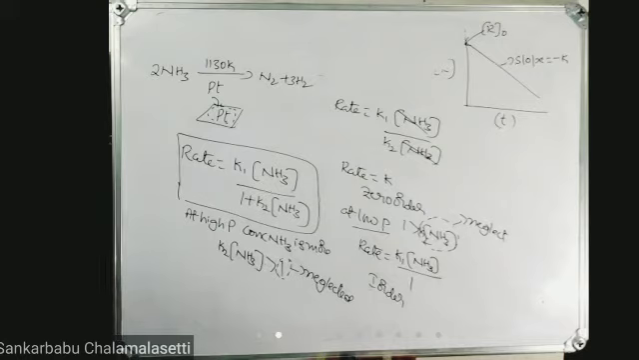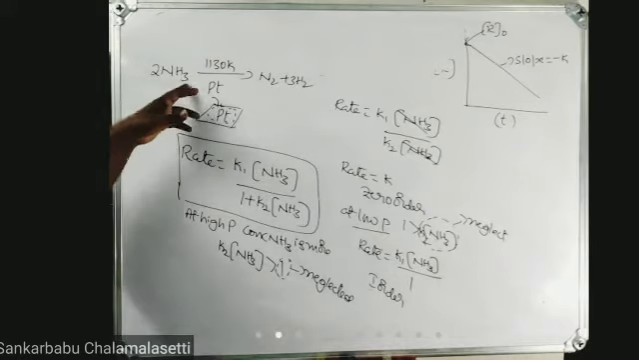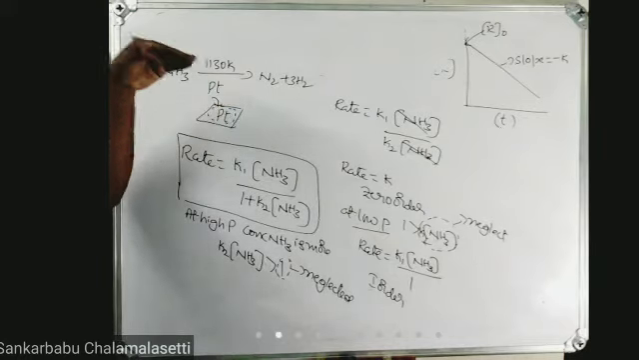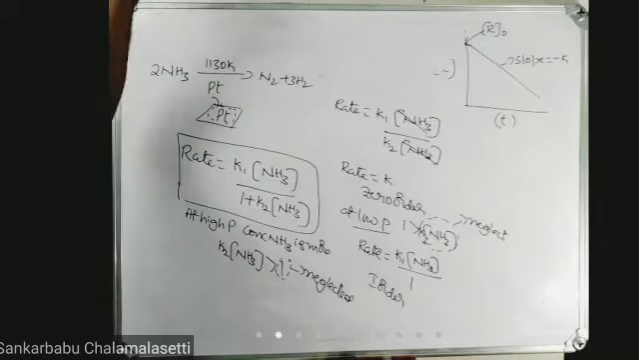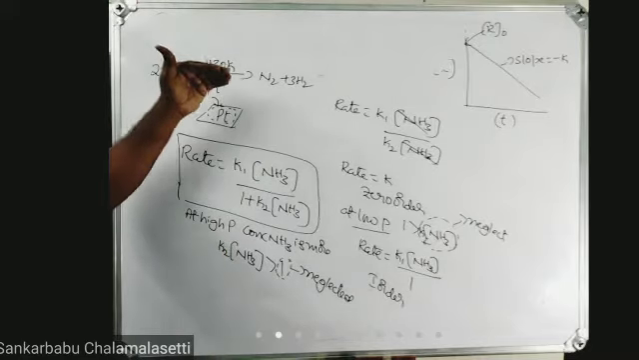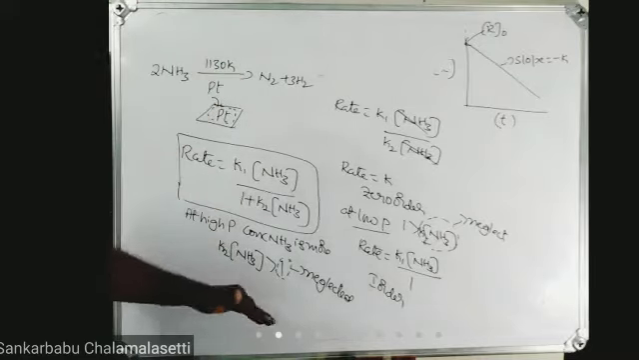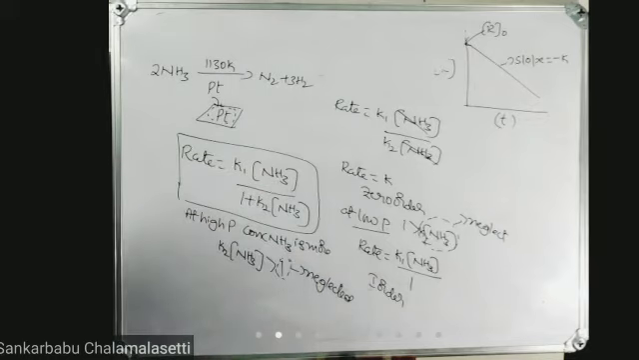The decomposition of ammonia on a platinum surface at high pressure is zero order. At low pressure, that is, when the concentration is less, it is first order. So the order of the reaction is calculated experimentally.